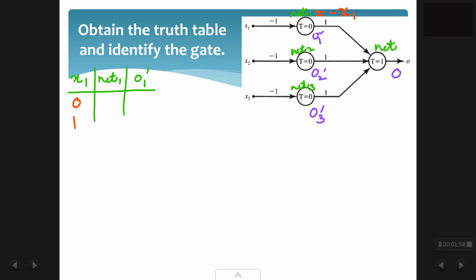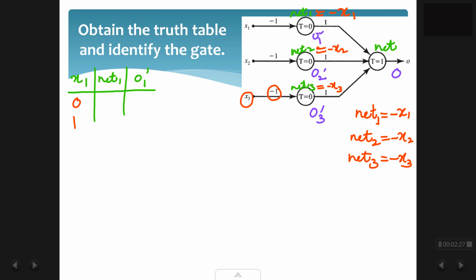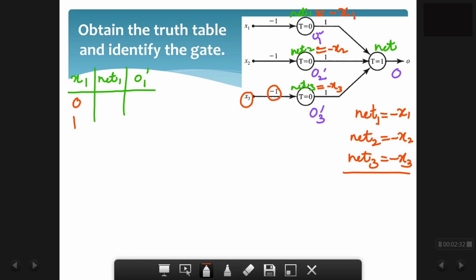Similarly, net 2 will be minus x2 and net 3 will be minus x3. So I write here values of net 1 is equal to minus x1, net 2 is equal to minus x2, net 3 is equal to minus x3. So I hope you know how we got this. We multiply minus 1 into x3, we get this net 3, and so on and so forth.